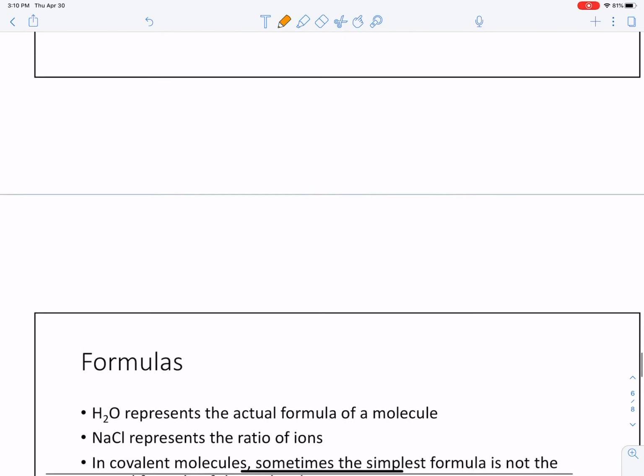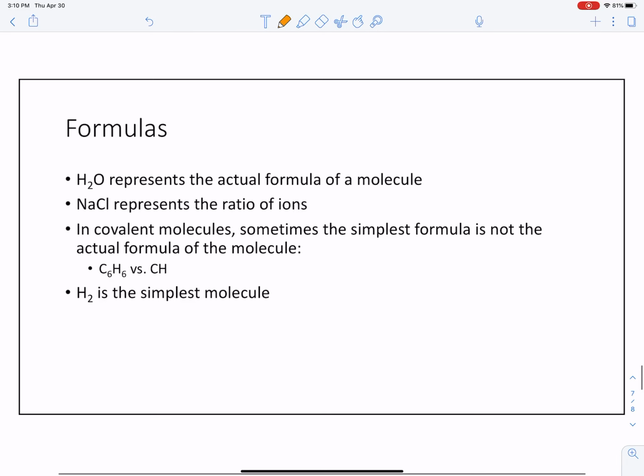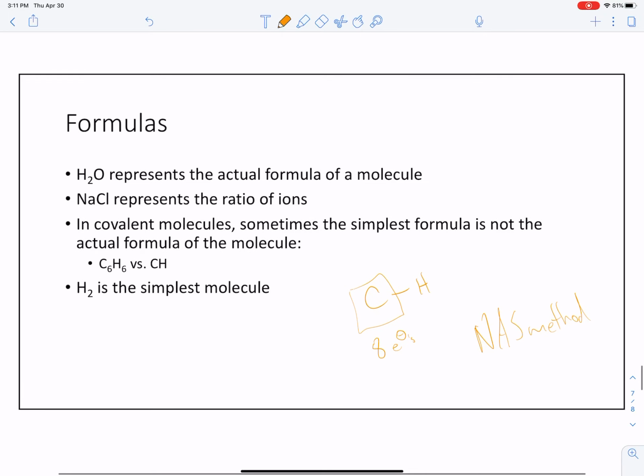Now, when we start looking at these formulas, there's lots of ways that you can represent formulas. C6H6 is a better way to represent a formula than just CH, because a CH is just a CH like this. Does that make much sense? Nope, because remember, this carbon right here has to have 8 electrons around it. So you have to make sure that you do things right. That is where that NAS method really comes into play quite nicely. And you can do it for any covalent compound.